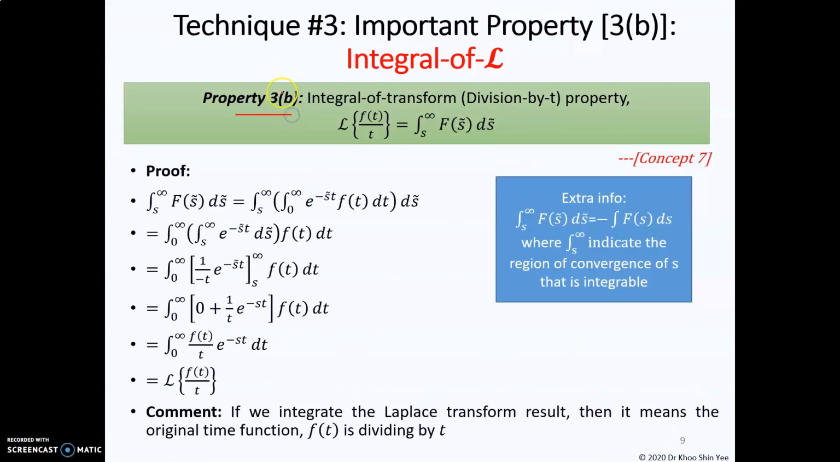Let's continue with the next property, which is the integral of transform property. We know that when we perform the Laplace transform on f(t), you get F(s), where your s bar has a region of convergence within s to infinity. We would like to know, if we integrate the F(s) with respect to s, what is the change in the time domain signal here. Therefore, we can continue with the proof here.